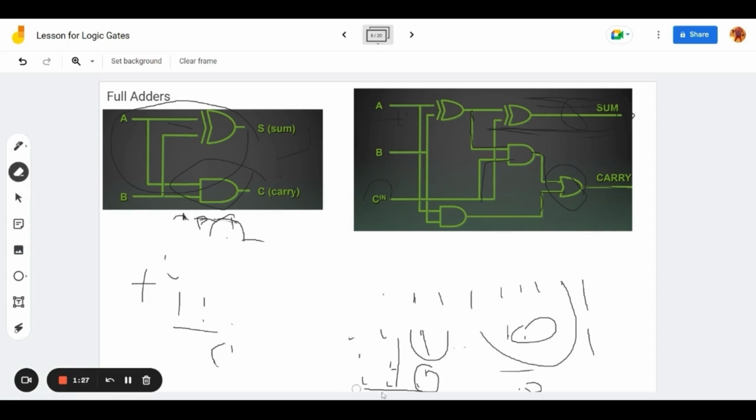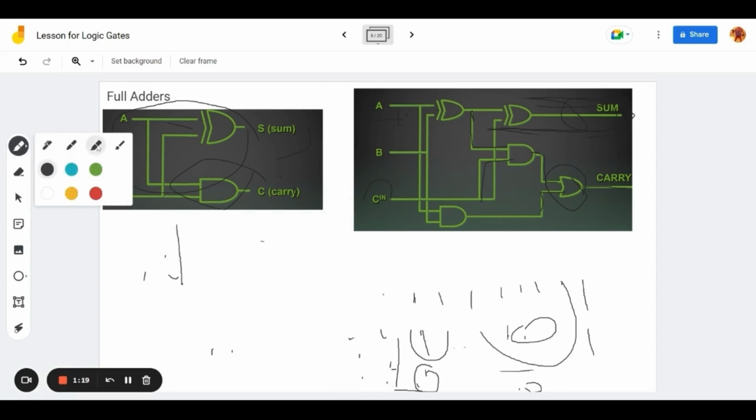So for the question we're doing is one. Let me just use a sticker brush for this.